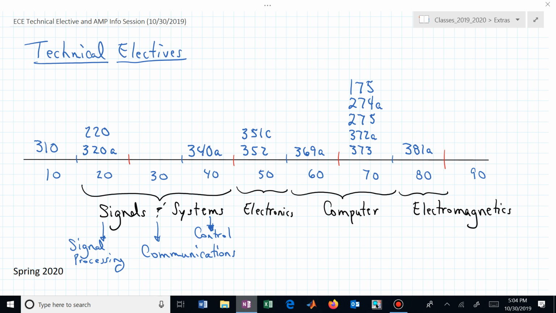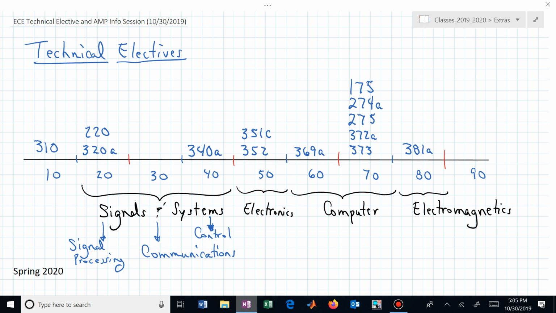We've tried to make the courses decade sensitive, meaning the 20s are sort of the circuits, the 30s are communication, and the 40s are control. That three-decade span, the 20s, 30s, and 40s, is signals and systems. If you now see a class that's 429, that's a digital signal processing class. It tries to follow what you've already taken for your core coursework.